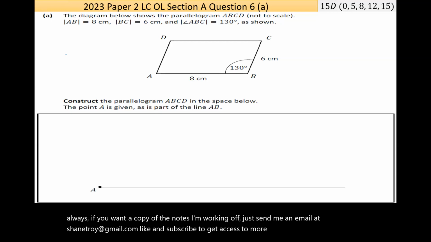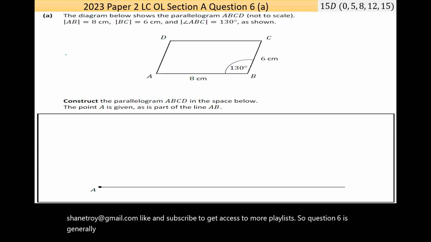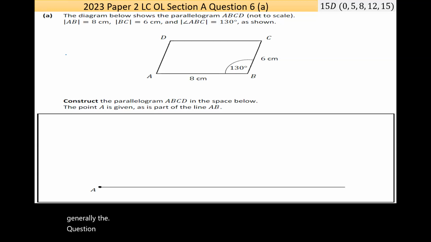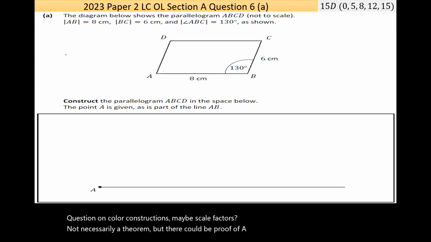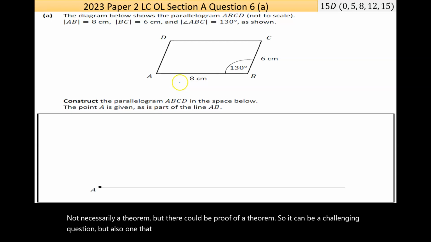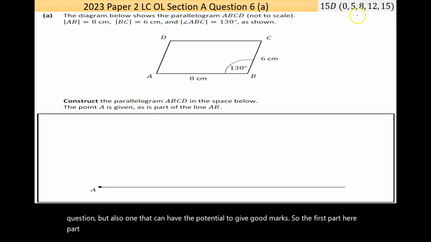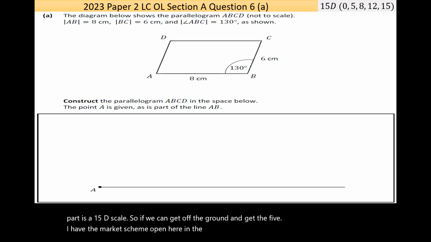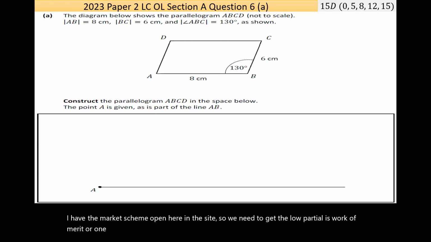So question 6 is generally the question on constructions, maybe scale factors, not necessarily a theorem, but there could be a proof of a theorem. So it can be a challenging enough question, but also one that can have the potential to give good marks. The first part, part A, is a 15 mark question. If we can get off the ground and get the 5, I have the marking scheme open here on the side. To get the low partial is work of merit or one correct element of this construction.